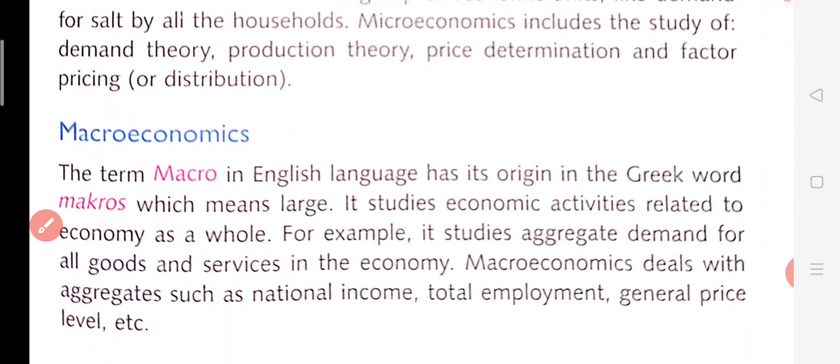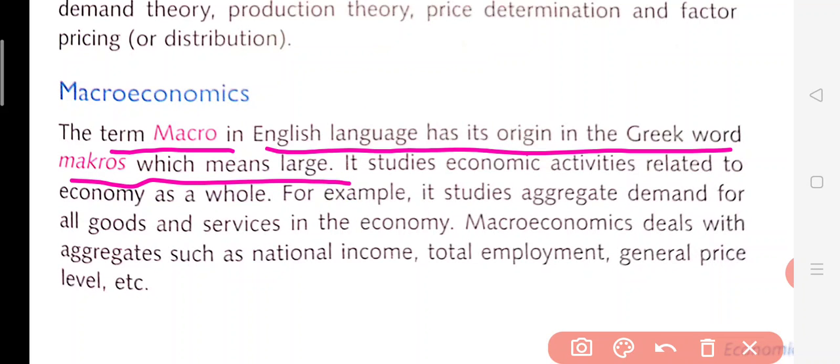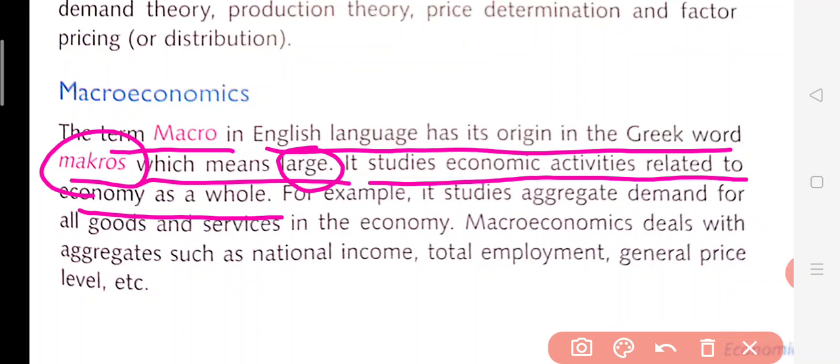Now let us discuss macroeconomics. The term macro in English has originated from the Greek word makros, which means large. So again, this is a Greek term which means large. It studies economic activities related to the economy as a whole. Macroeconomics is related to economic problems discussed for the entire country, like total demand by an economy and total supply in the economy. So we are not talking about supply by a single firm. Here we are talking about supply by all the firms in the economy.